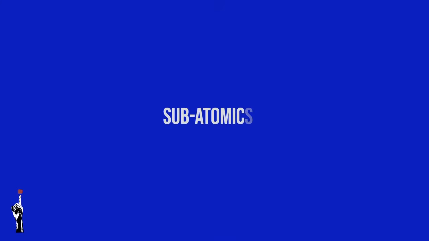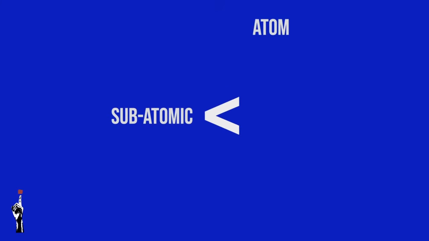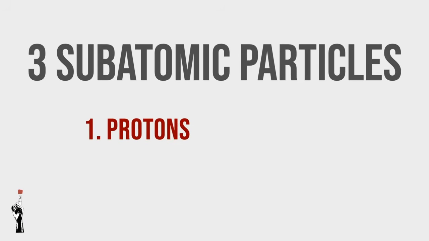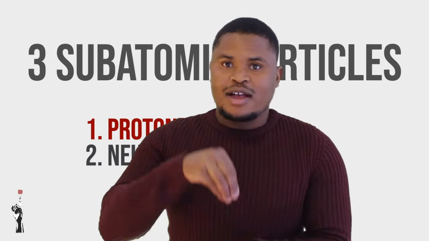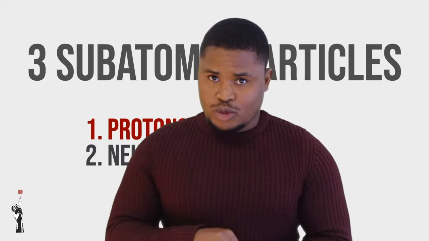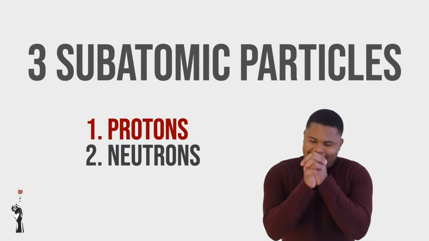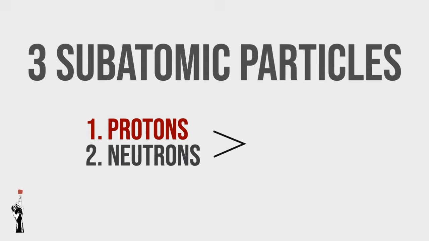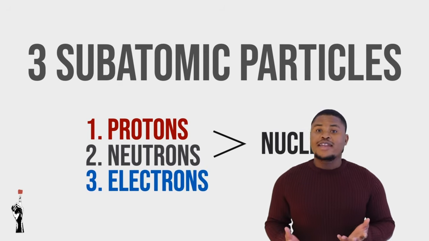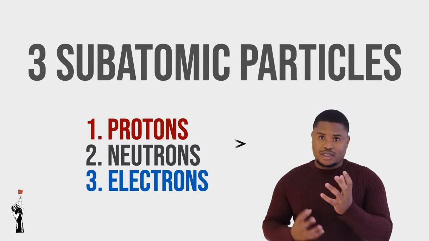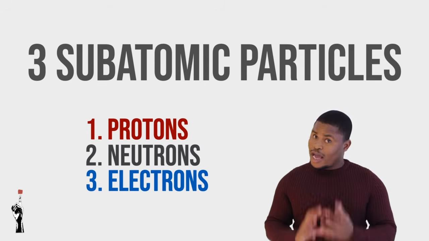Let's look at what the subatomics look like. Subatomic means smaller than an atom. There are 3 subatomic particles: protons, neutrons. Protons and neutrons are located in the middle, right in the core of an atom. Neutrons and protons are tightly packed against each other in the nucleus of an atom. The third subatomic particle is an electron. The electrons are spinning around. They are orbiting around an atom.